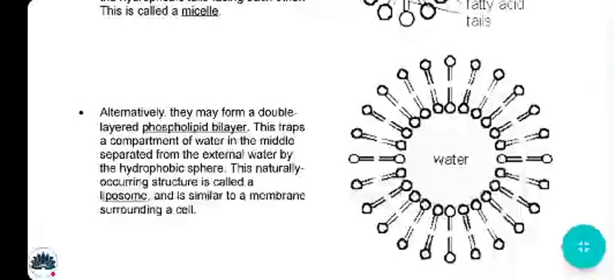And here, alternatively, they may form a double layer, this is called a bilayer, okay? This is called the phospholipid bilayer. This traps a compartment of water in the middle, separated from the external water by the hydrophobic sphere. This naturally occurring structure is called a liposome and is similar to the membrane surrounding a cell.